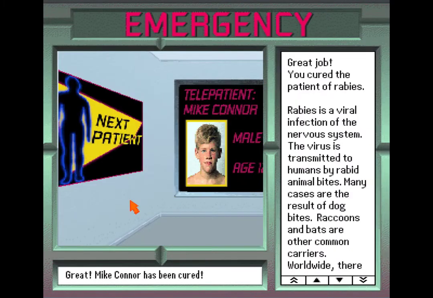Great job! You cured the patient of rabies. Rabies is a viral infection of the nervous system. The virus is transmitted to humans by rabid animal bites. Many cases are the result of dog bites. Raccoons and bats are other common carriers. Worldwide, there are an estimated 15,000 cases of rabies each year. There are very few cases in the U.S., however, largely as a result of intensive efforts to vaccinate dogs.